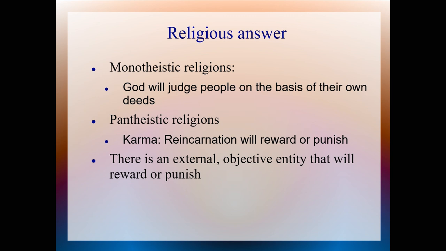The other way that we're going to look at this from a religious answer are pantheistic religions. So we have Hinduism and Buddhism, which are pantheistic religions. So monotheistic means one God. Mono means one. Theistic is referring to God. So one God. Pantheistic religions refers to God is in all, or God is all.